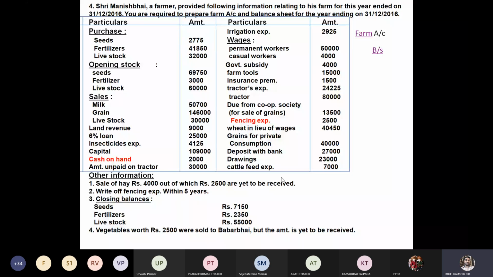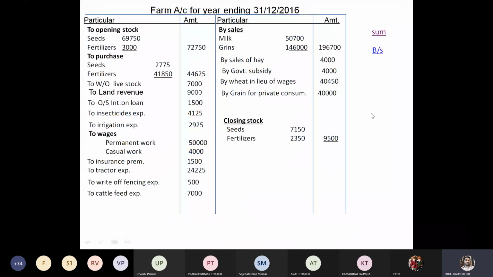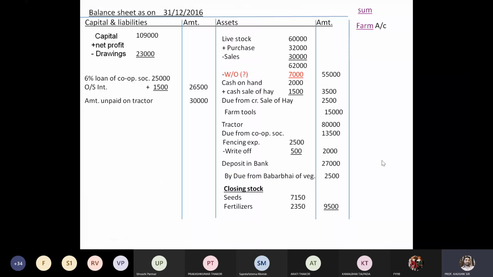So go to the farm account. By sales of vegetables, credit sales 2,500. Second effect will be given in the balance sheet, due from Babar Bhai for vegetables, because this is the amount that we have to collect.